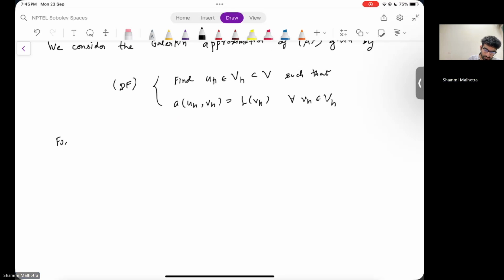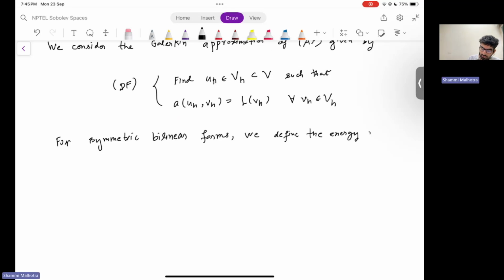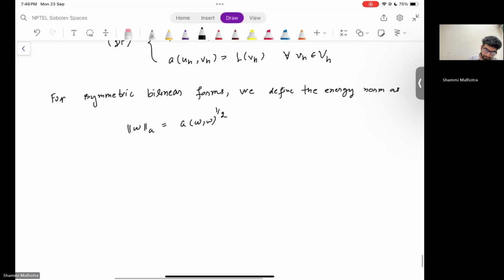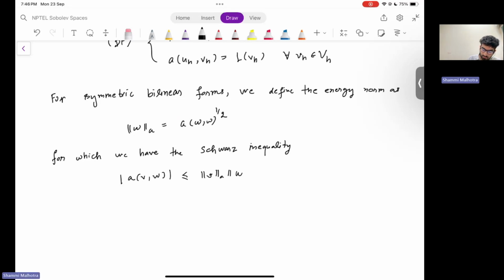And we know that for symmetric bilinear forms, we define the energy norm as a(w, w) to the power half, for which we have the Cauchy inequality, and we want to use the Cauchy inequality.